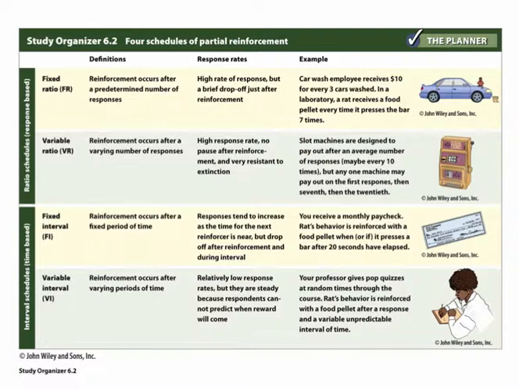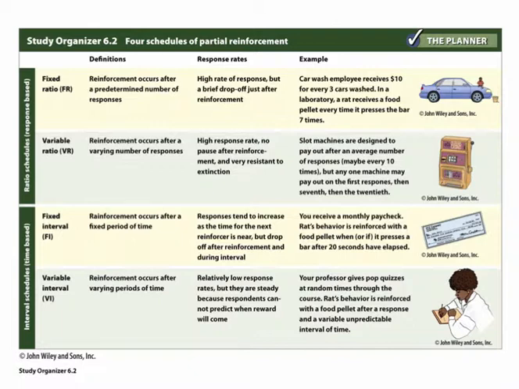So fixed just means that it always occurs at the same time. Not at the same time necessarily, but it's known when reinforcement will be provided. Okay, that's what fixed refers to. Fixed meaning it doesn't change. Variable, on the other hand, means that it does change. So therefore, you don't know when reinforcement will be provided.